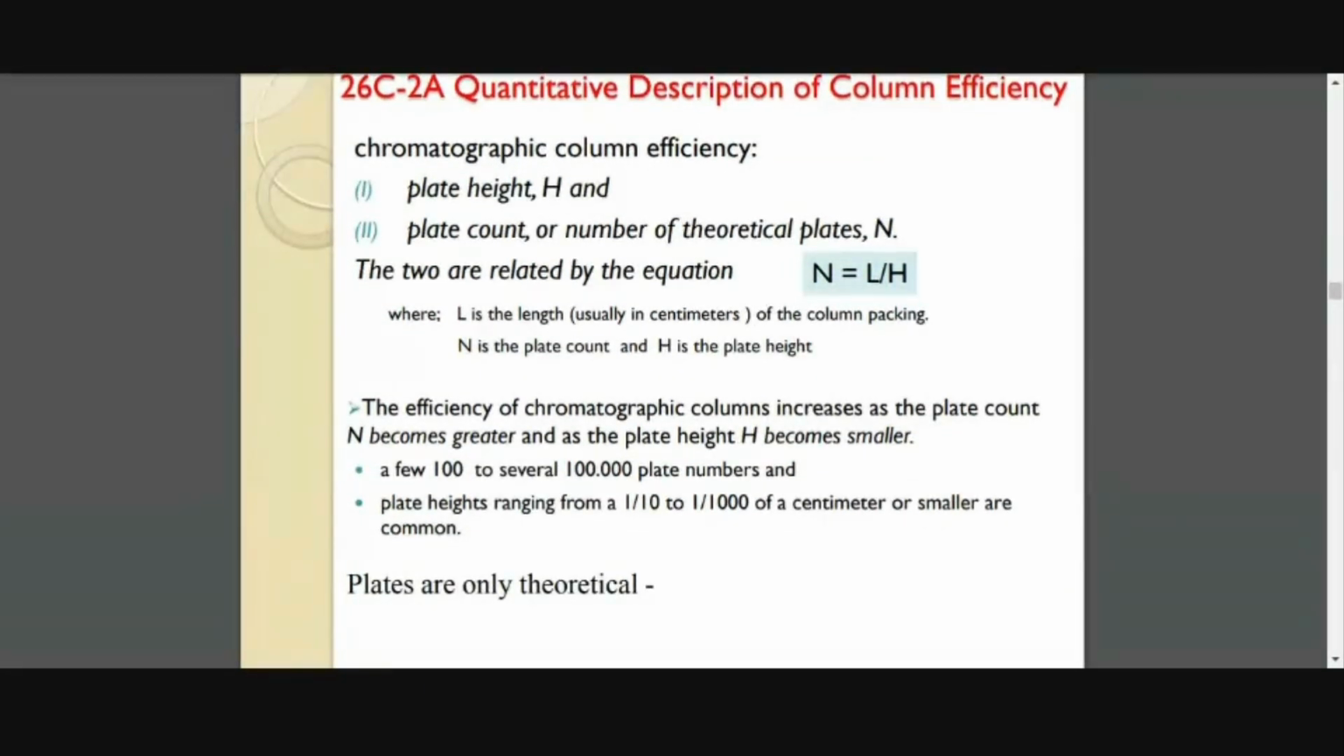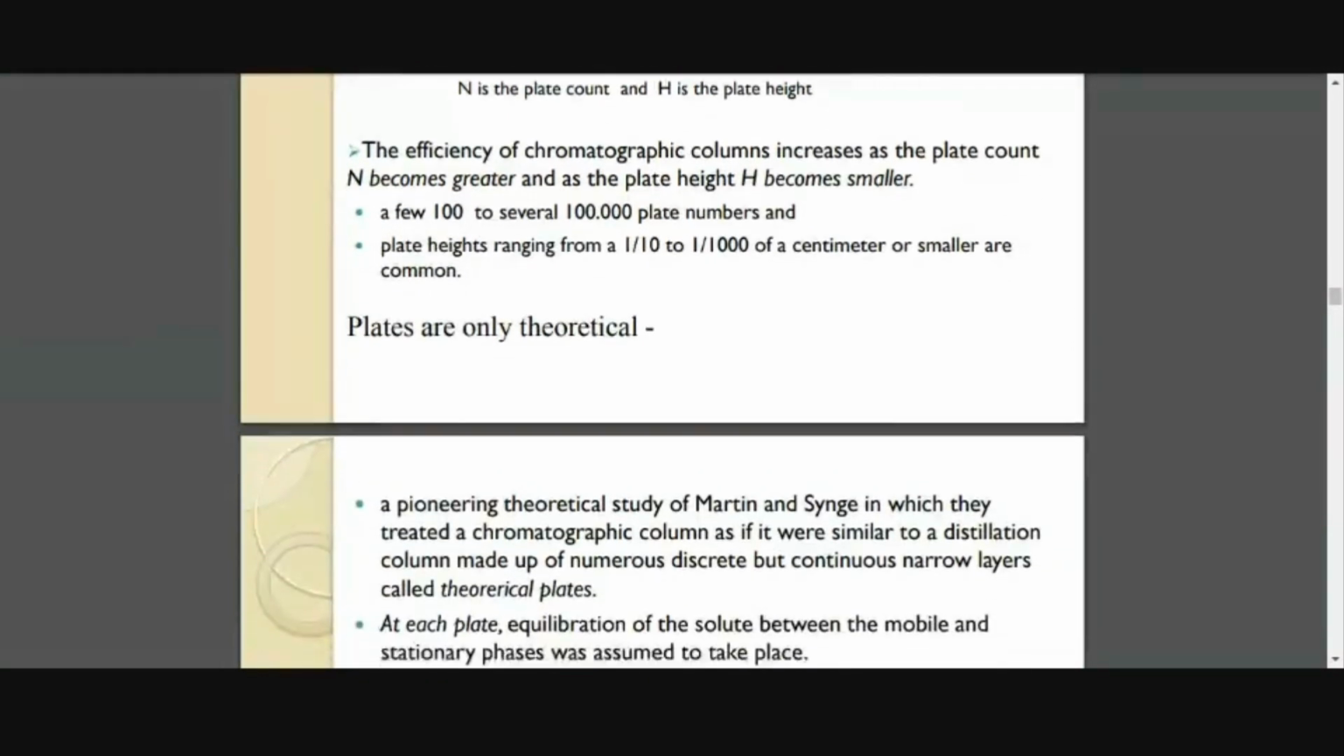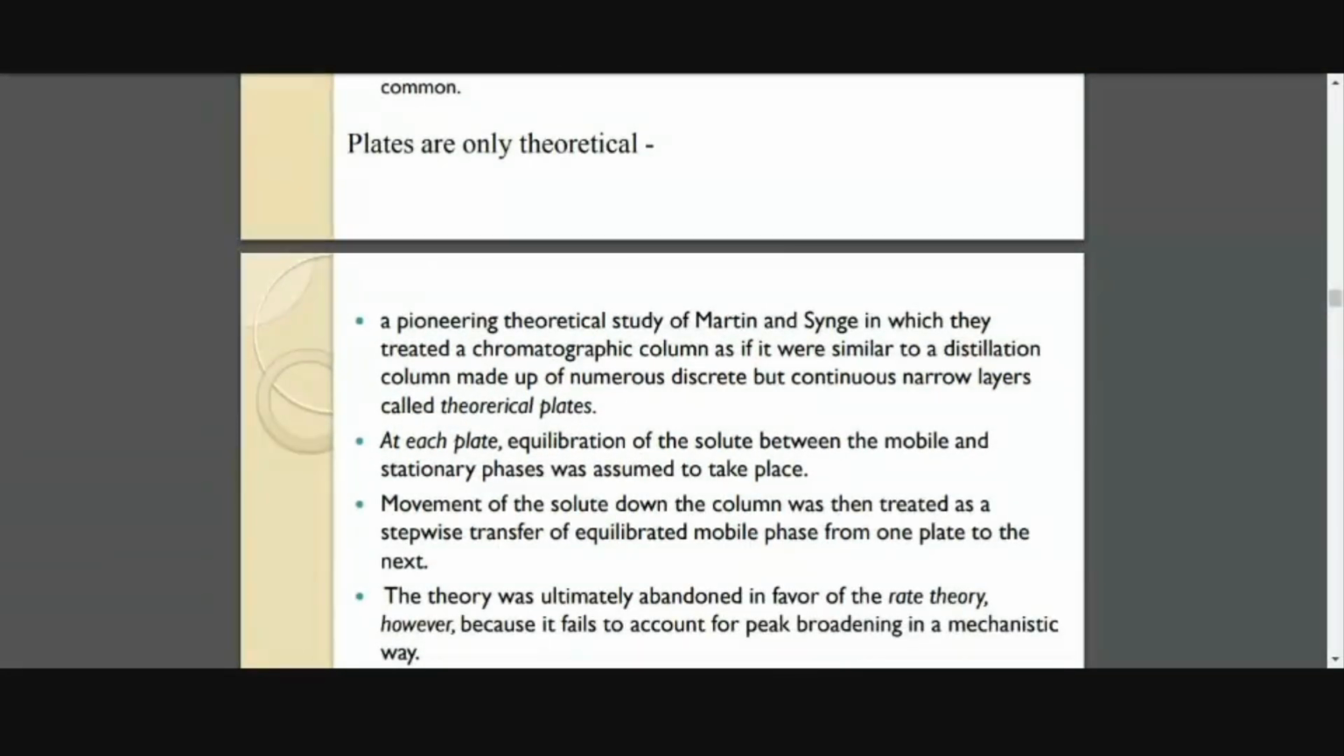The first equation we encountered was the relationship between the number of theoretical plates and the height of those theoretical plates. It was N is equal to L divided by H, where L is the length, usually counted in centimeters, of the column packing, N is the number of theoretical plates, and H is the height of that theoretical plate. I specified many times in the previous lecture, and I am repeating today also, that these plates are only theoretical. They do not exist as such.